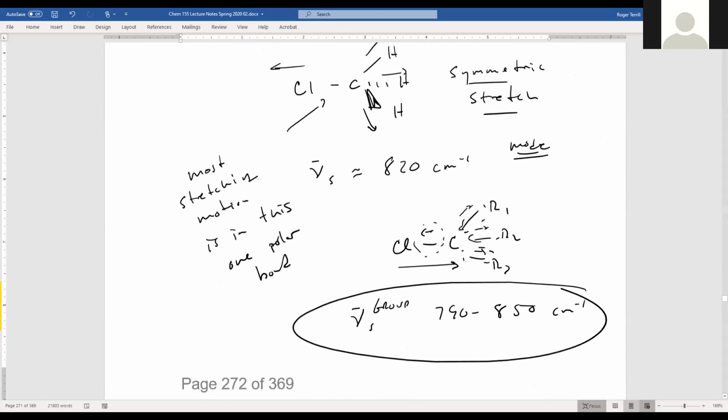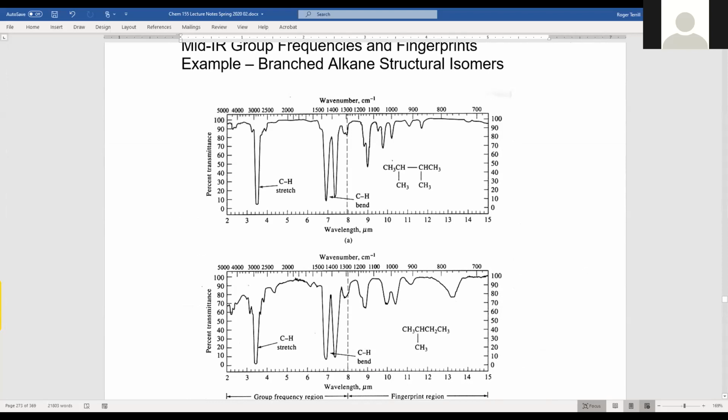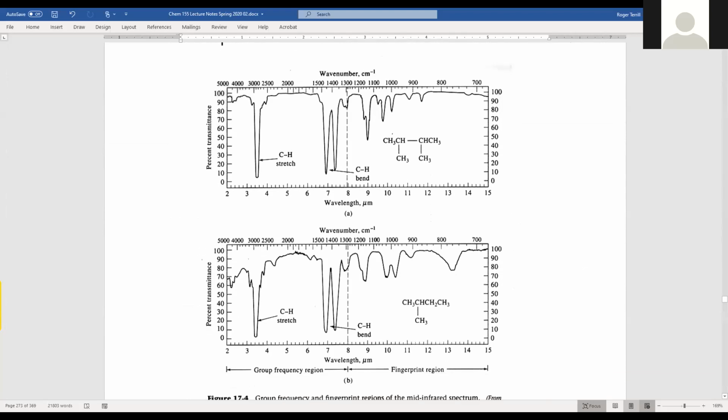Okay, so I kind of beat that horse to death. Now, here's an example, a really interesting example, I think, of a fingerprint spectrum. In this case, you have this group frequency region here, and then a fingerprint region here. And this is a 2-methylbutane, and this is a 2,3-dimethylbutane.